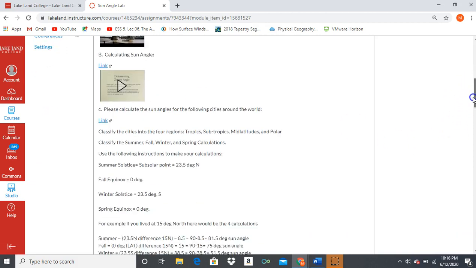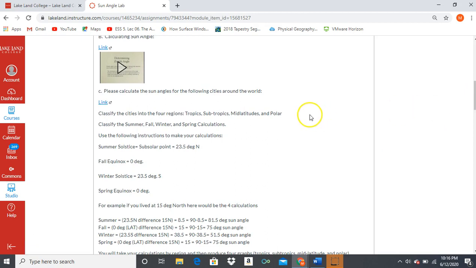So I'm going to scroll down through the lab, and we're going to basically be working with 4 regions of latitudes. Cities near the equator, which are called the tropics. Cities near the Tropic of Cancer or Capricorn, called the subtropics. Cities that are halfway between the equator and the North Pole or South Pole, which is where we live, which are called the mid-latitudes. And then we have cities near the North and South Pole, which are called polar latitudes.